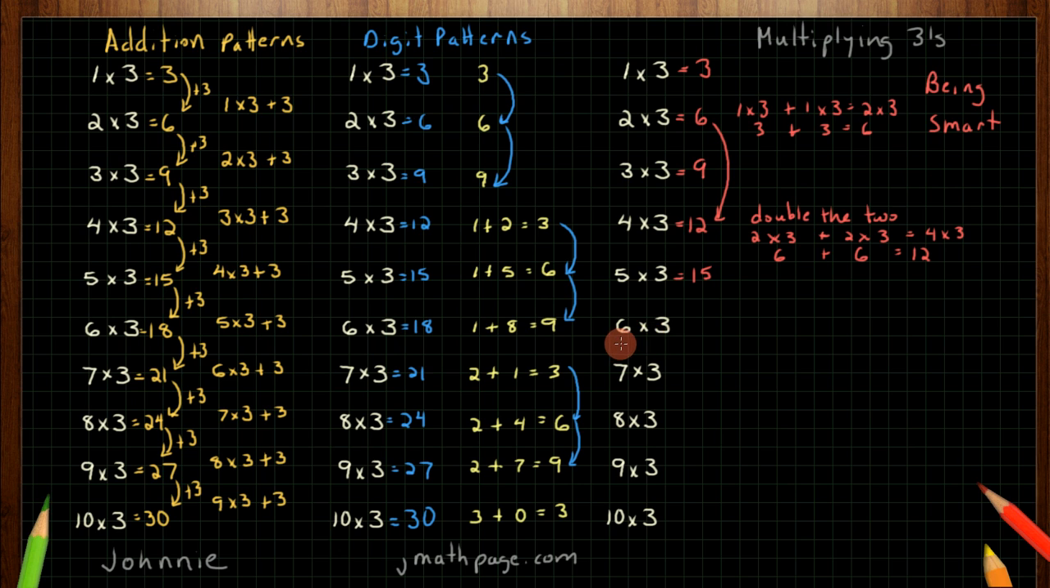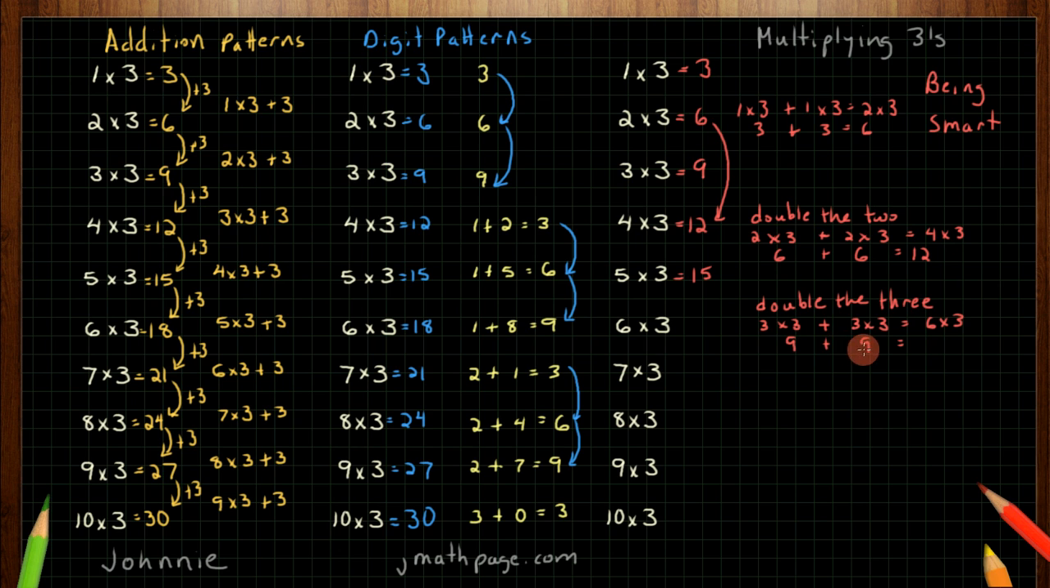6 times 3, we know that 6 is double 3, right? So let's give ourselves a little note here. For this one, we just want to double the 3. What does that look like? Well, 3 was 3 times 3, right? So we could say 3 times 3 plus 3 times 3 is going to give us 6 times 3. What do we know about these? Well, we know that 3 times 3 equals 9. So this is going to be 9 plus 9 equals 6 times 3.